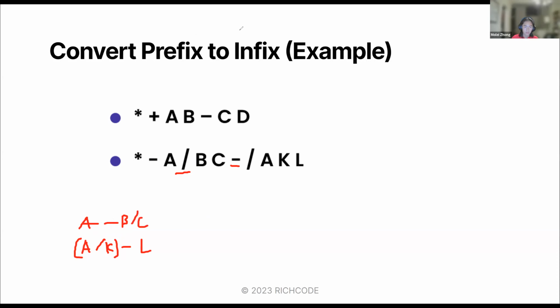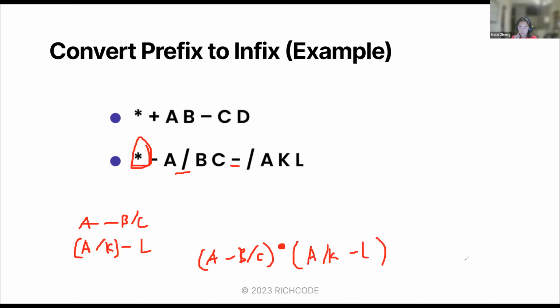Right? And then finally, our last operation is multiplication. So we just take both of these, and this becomes A minus B divided by C. And let's put in parentheses so it's not confusing. Multiplied by A divided by K minus L.